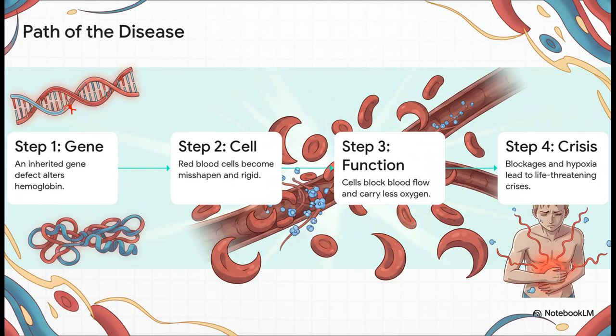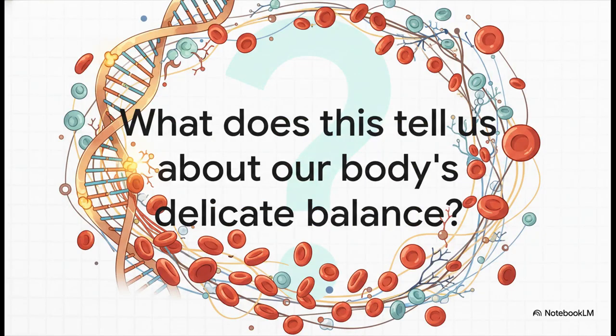Step 3, those broken cells fail at their two main jobs. They block traffic and they can't deliver enough oxygen. And step 4, those failures lead directly to systemic, painful, and life-threatening crises. Gene to cell to blockage to crisis. And that really brings us to our final thought here.